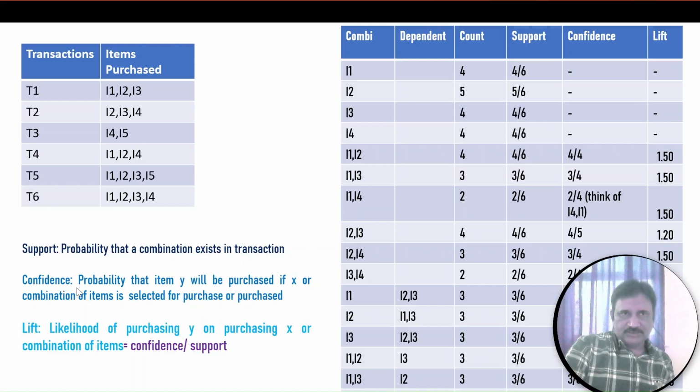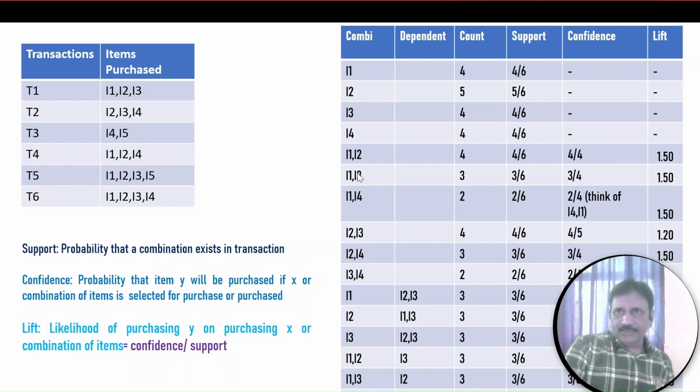Confidence is the probability that item Y, or a combination of items Y, will be purchased if item X, or a combination of items, is selected for purchase. Support is the probability that the combination exists in a transaction, right?